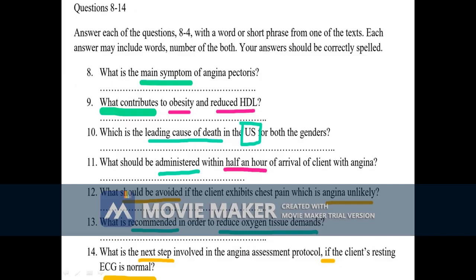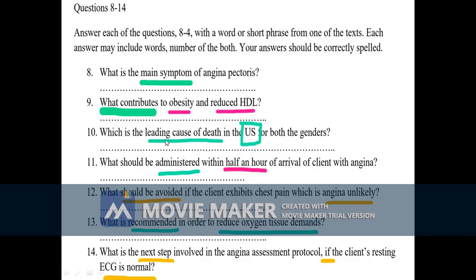You have to do what? You have to scan and skim the questions for the important point or word which is being asked in that question. So in question number 8, what is the main symptom? They are asking about the main symptom. You have to encircle or underline the main symptom, and keep in mind that in the text you will search for the main symptom. In question number 9, what contributes to obesity and reduces HDL? They are asking about the contributing factor to obesity. So keep in mind the contributing factor, and you will search for this in the text.